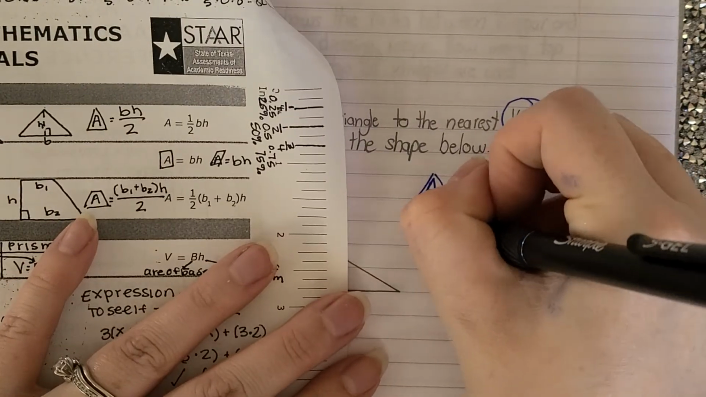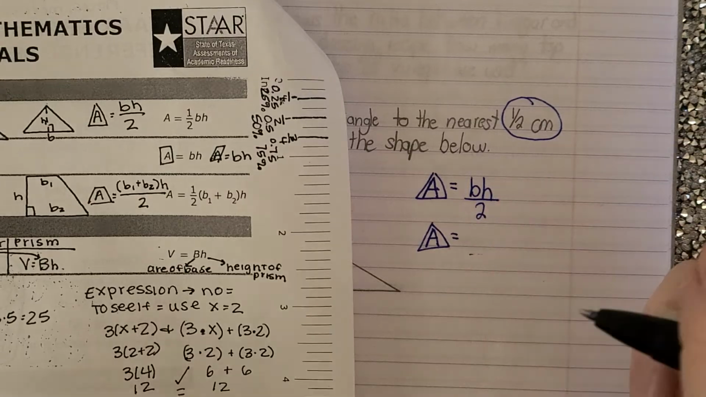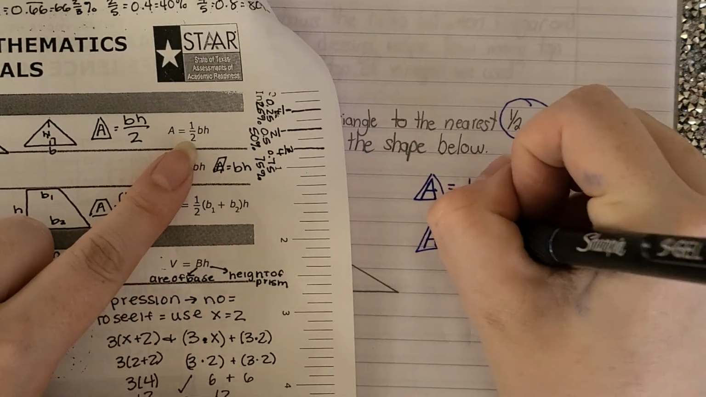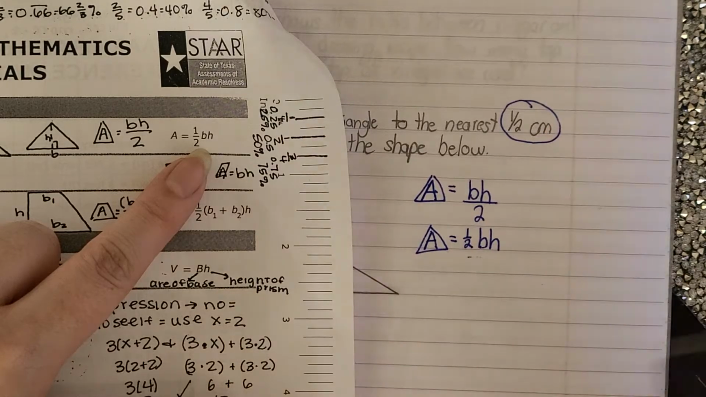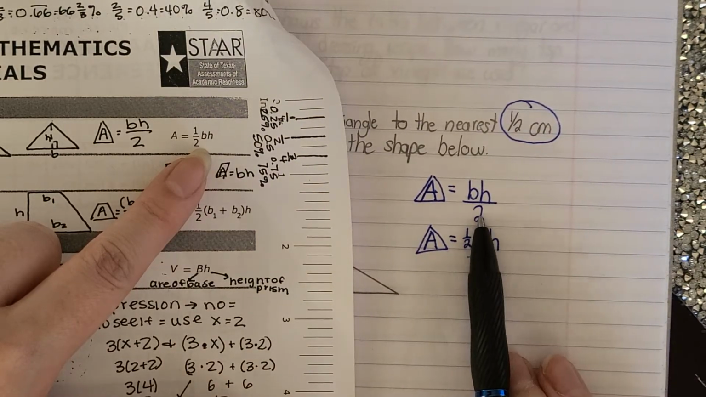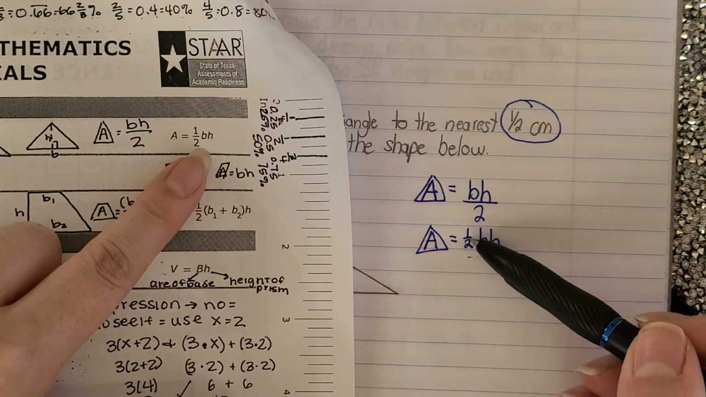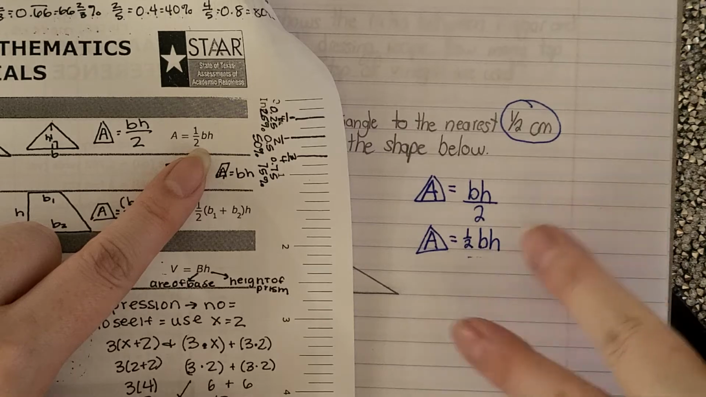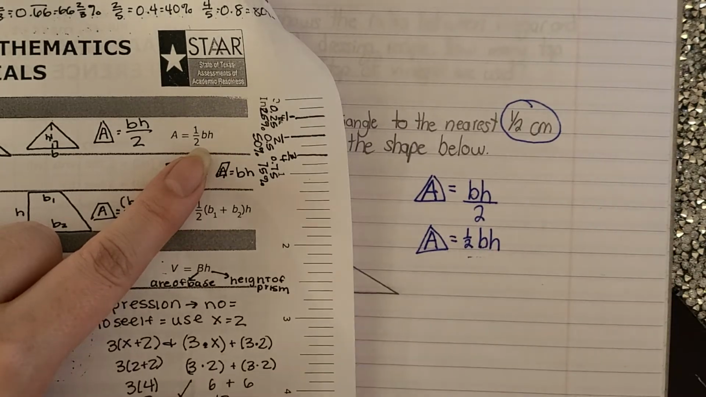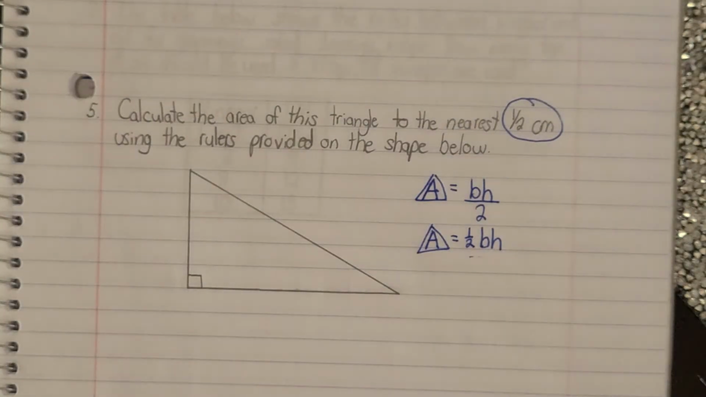The one on your reference sheet is the exact same thing, but it looks different. It says 1/2 of or times your base times height. Either way, you're taking half of what your base times your height is. Okay, one of them just shows you multiplying by half, and the other one shows you dividing by 2. Remember, multiplying by the reciprocal of a number is the same thing. Okay, so let's go find our numbers to plug in.